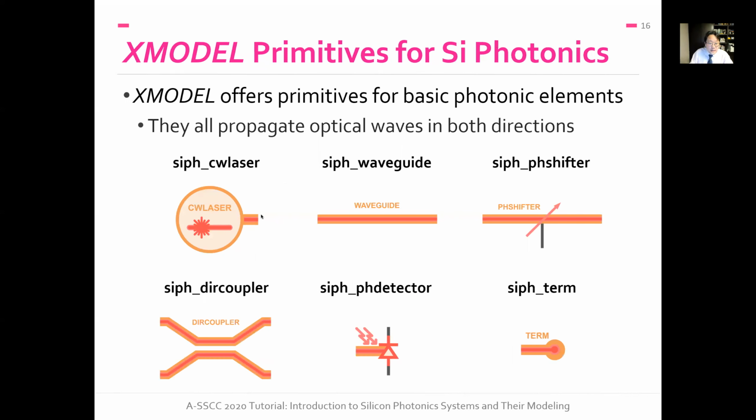So for instance, XMODEL offers primitives for modeling the basic photonic elements, such as laser source, waveguide, phase shifter, directional coupler, photodetector, and terminations. We'll look at each of these elements in more detail in later slides. But what you notice is that they all have some part described as a waveguide. So they all propagate optical waves in two directions, and they will reflect if one waveguide changes to another with a different refraction index.